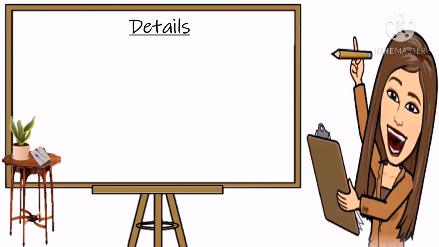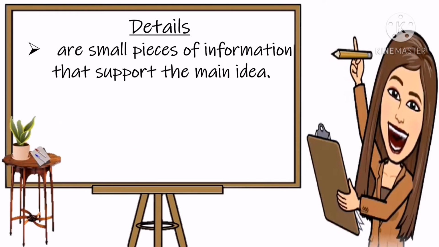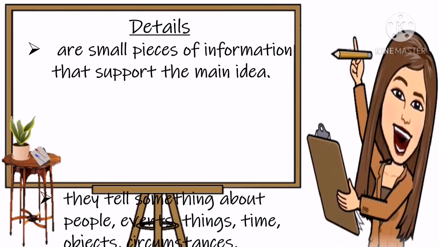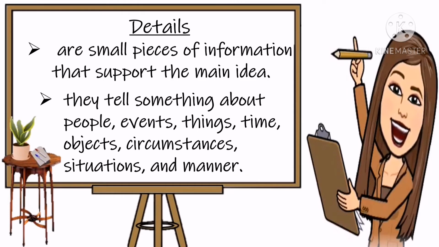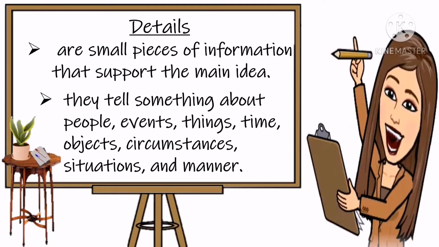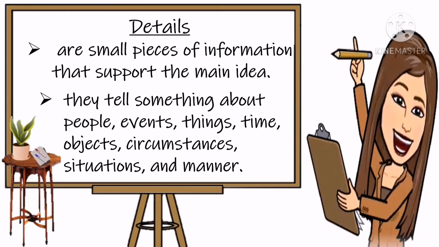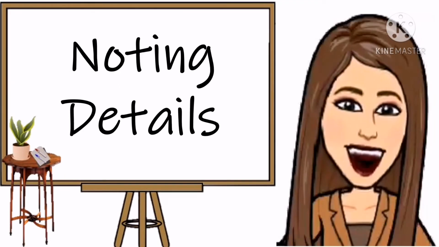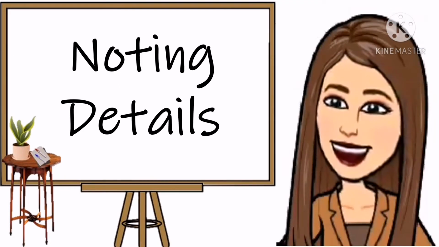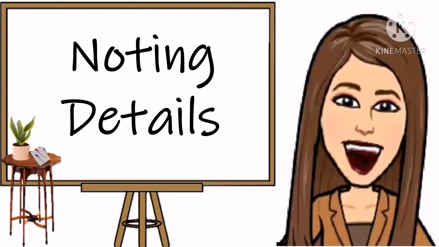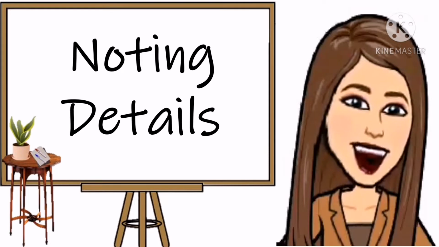What is details? Details are small pieces of information that support the main idea. They tell something about people, events, things, time, objects, circumstances, situations, and manner. In order for you to understand what you are reading, you must pay attention to the specific information. This skill is called noting details.